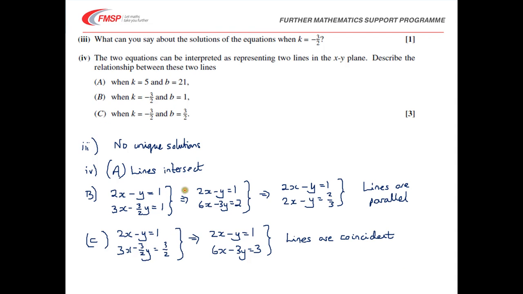For part 3, there is just 1 mark for observing that there are no unique solutions. For part 4a, there is 1 mark for observing that the lines intersect, because you've already done the work for that. For part b, 1 mark for observing that they are parallel, and part c, 1 mark for observing that they are coincident.